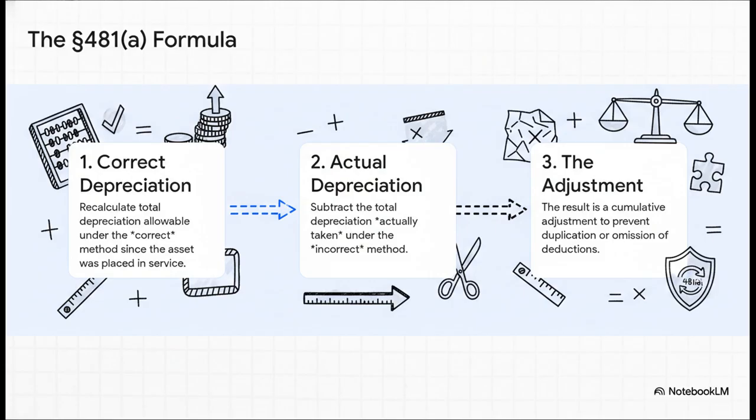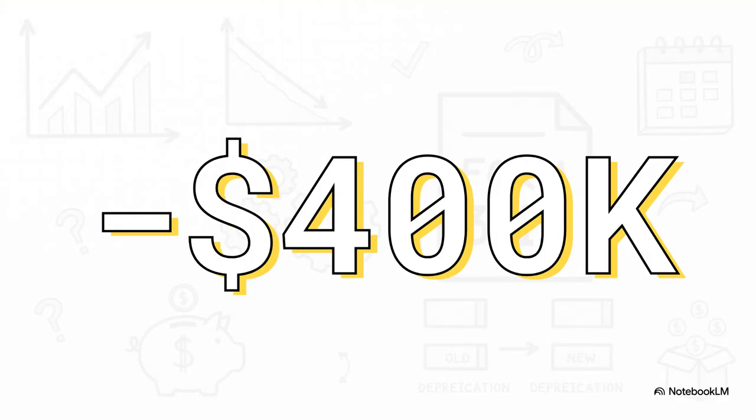Step 2, you subtract all the depreciation you actually took. The difference between those two numbers is your 481A adjustment. It's designed perfectly to make sure no deduction gets missed or double counted. And this right here shows you just how powerful this fix is. That total cumulative amount, which can easily be hundreds of thousands of dollars, becomes a massive catch-up deduction.